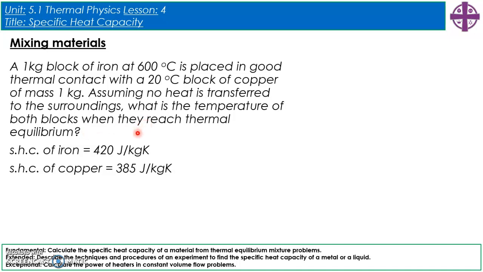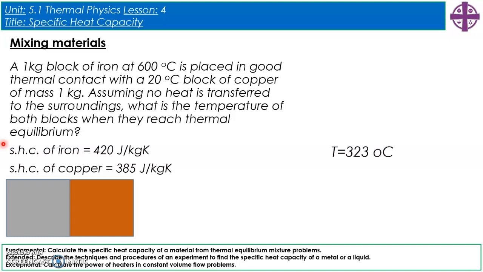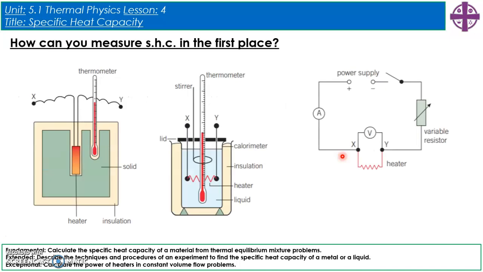So this is a tougher question now, a much tougher question. Imagine I've got a block of iron and a block of copper. This time you want to work out what the final temperature is. The final temperature of both will be the same temperature. Can you work out what that will be? So pause the video now and give that a go. That is a tougher question than the previous one. Okay, the answer is 323 degrees Celsius. Apologies for my O there, that should be a degree symbol. 323 degrees Celsius. Well done if you got that.